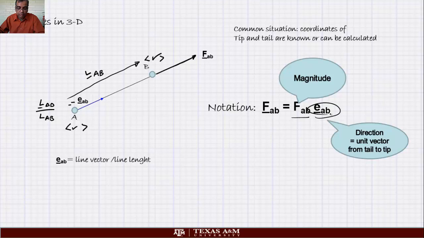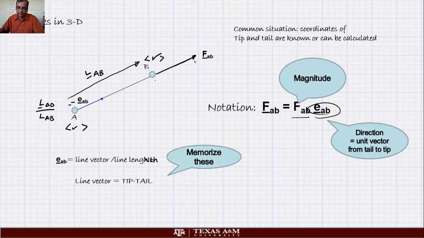Just to remind you, the unit vector is the line vector divided by the line length. Please memorize this so that you don't forget. And the line vector always goes from tail to tip, so I have to subtract the tail from the tip, that is B minus the tail. How do I know which is the tip and which is the tail? The direction of the force vector tells me. I just want to make sure we are all on the same page. Excellent. And please memorize this.